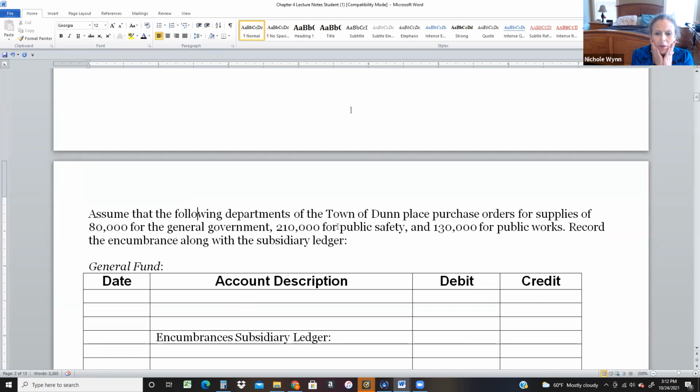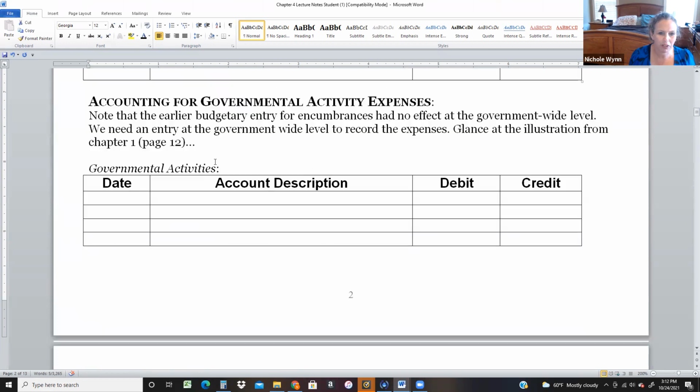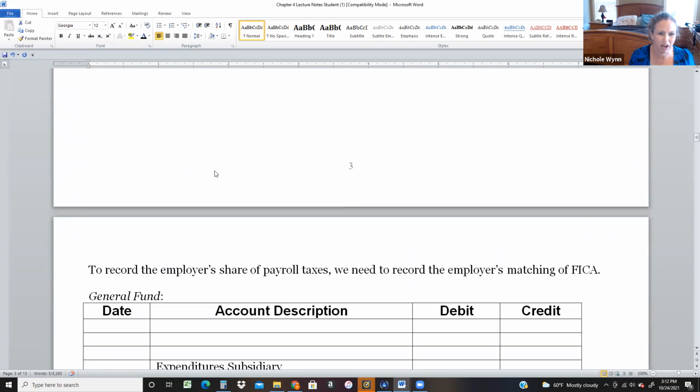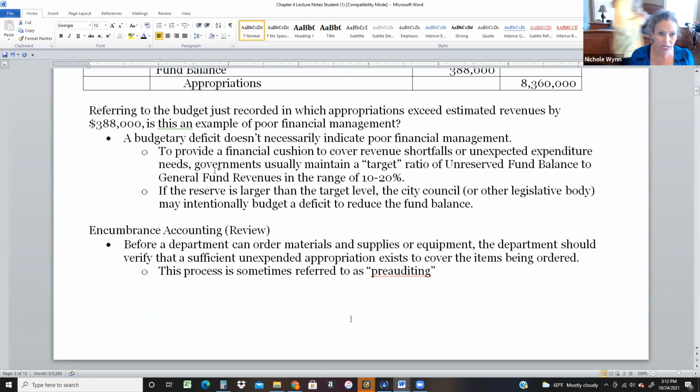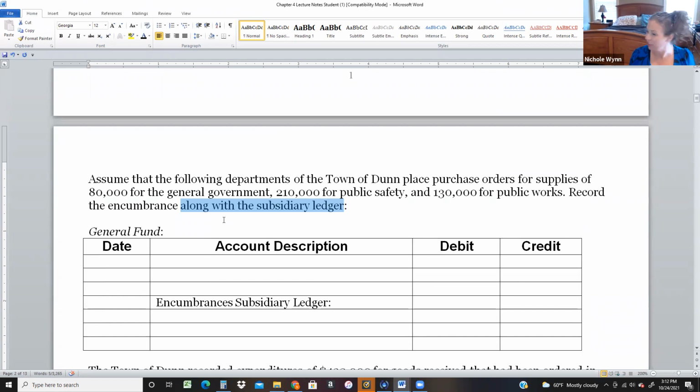So assume the following department, a town of Dunn, places purchase orders for supplies of 80,000 for the general government, 210 for public safety, and 130 for public works. So let's record the encumbrance along with the subsidiary. Every once in a while, I'm going to record the subsidiary ledger, but not too often, just so you can see it a little bit. But on your homework problems, you don't necessarily have to do the subsidiary journal unless it tells you to.